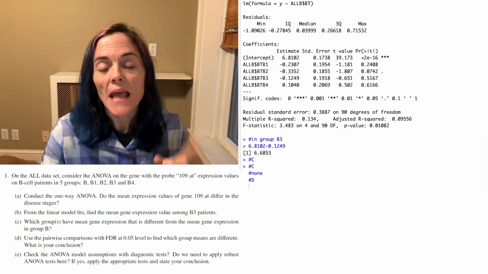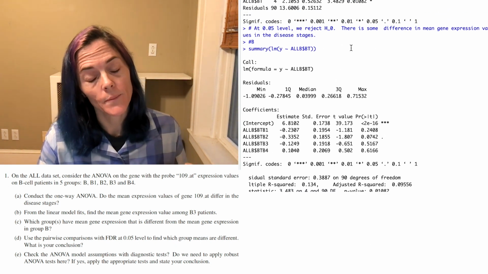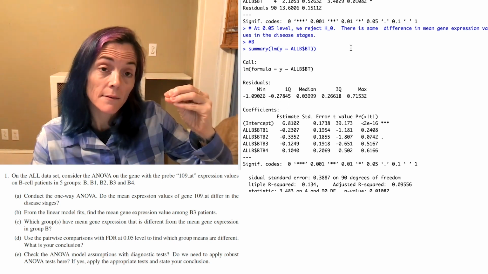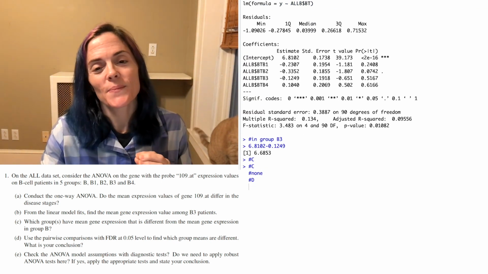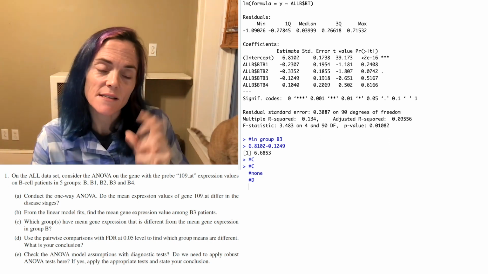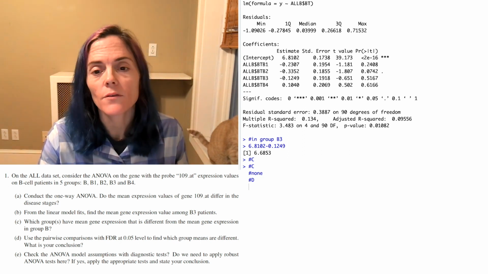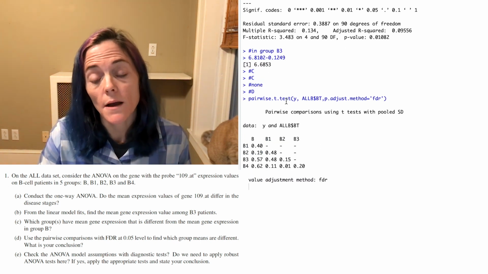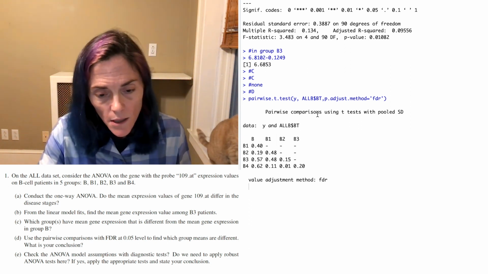Now, letter D. The thing is, if we scroll up, our ANOVA was statistically significant, but so far we know the difference does not come from group B and any of the other individual groups. We can use this pairwise.t.test to figure out where the differences are. We are told to use FDR 0.05 level. Okay. We use this pairwise.t.test. This is all of the pairwise t-tests.